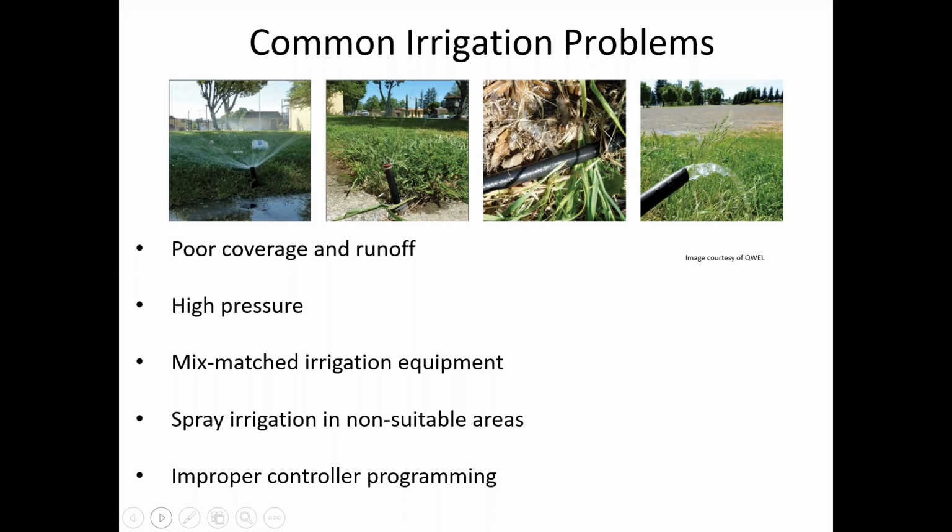So another part of auditing your irrigation system, besides looking at your meter and understanding how much water you're using in an irrigation session, would be to turn things on and walk around and see and flag issues. And these are the most common issues that you're going to find. It'll be poor coverage and runoff, high pressure, mismatched irrigation equipment, spray irrigation in non-suitable areas, and improper controller programming.